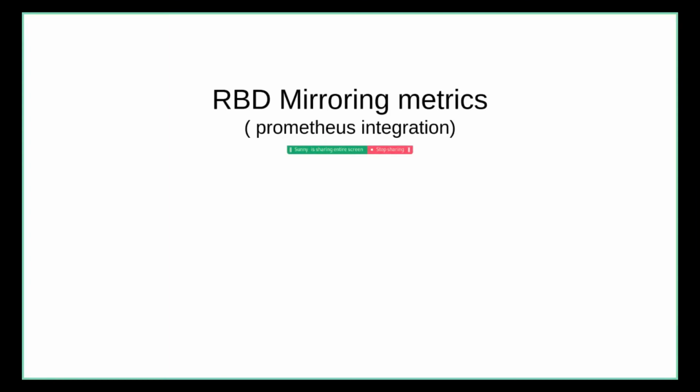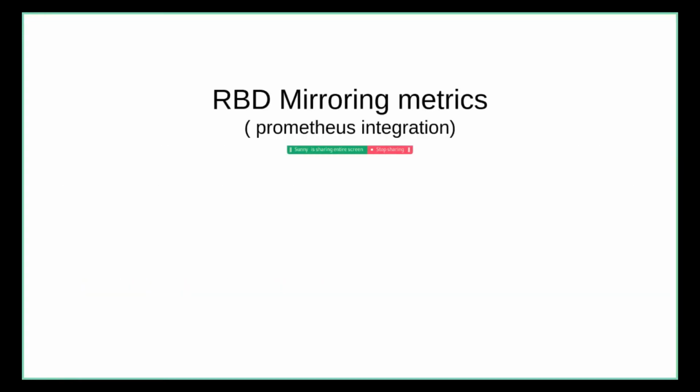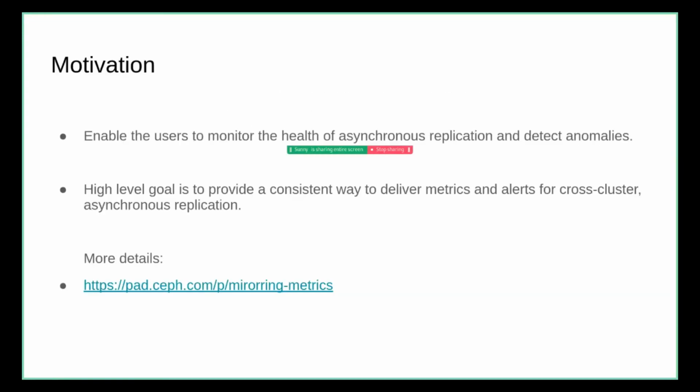Basically I am just going around and doing some experimentation around the idea I shared. So what is the motivation behind this experiment? Basically to enable users to monitor the health of asynchronous replication and detect anomalies. And another high-level goal is to provide a consistent way to deliver metrics and alerts for cross-cluster replication.